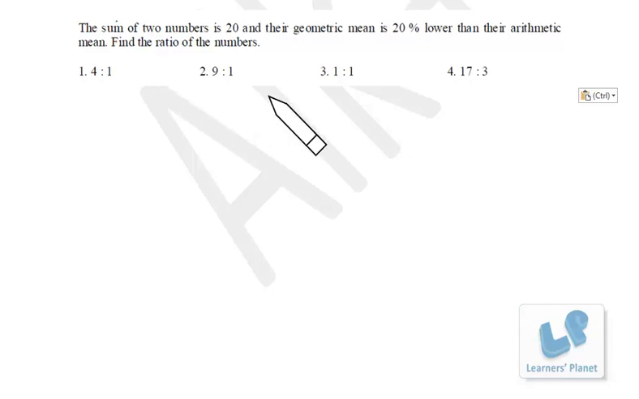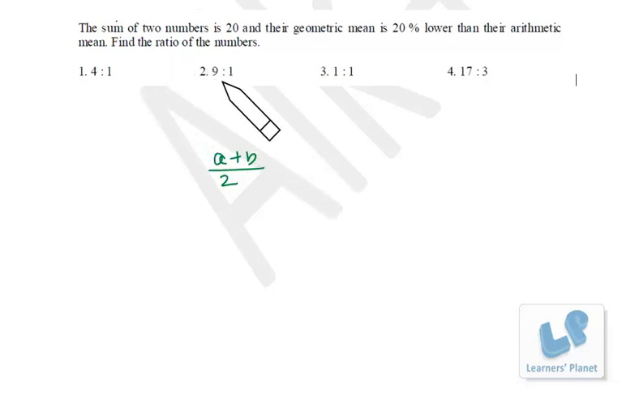The sum of two numbers is 20 and their geometric mean is 20% lower than their arithmetic mean. Find the ratio of the numbers. Okay, so let the numbers be A and B. So their arithmetic mean will be (A plus B) by 2 and their geometric mean will be root AB.